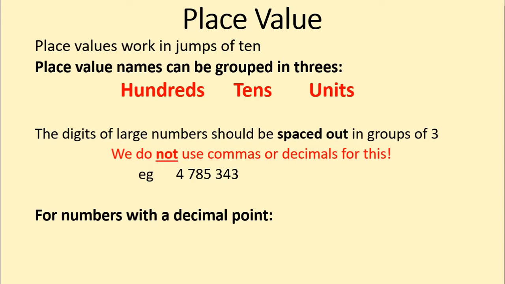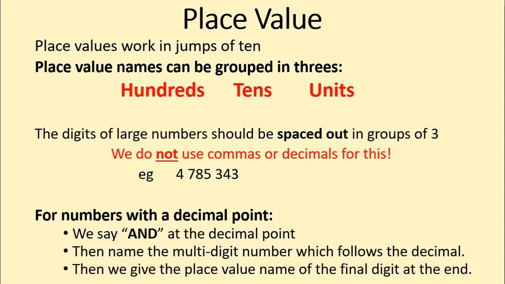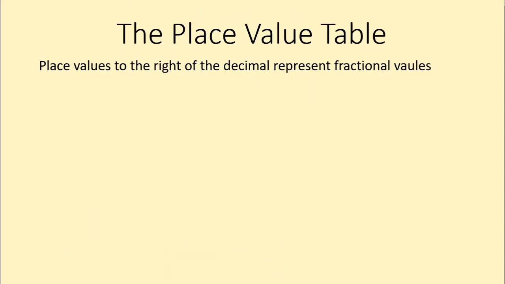For numbers with a decimal point, we will know that that value is not a whole number. It may have a whole number part to it, and it may have a decimal part that comes after that. So with a decimal point, we say "and" at the decimal point, and then we name the multi-digit number that follows after the decimal. And then we give the place value name of the final digit at the end of the number. I'm sure we need an example to clarify that, so let's have a look.